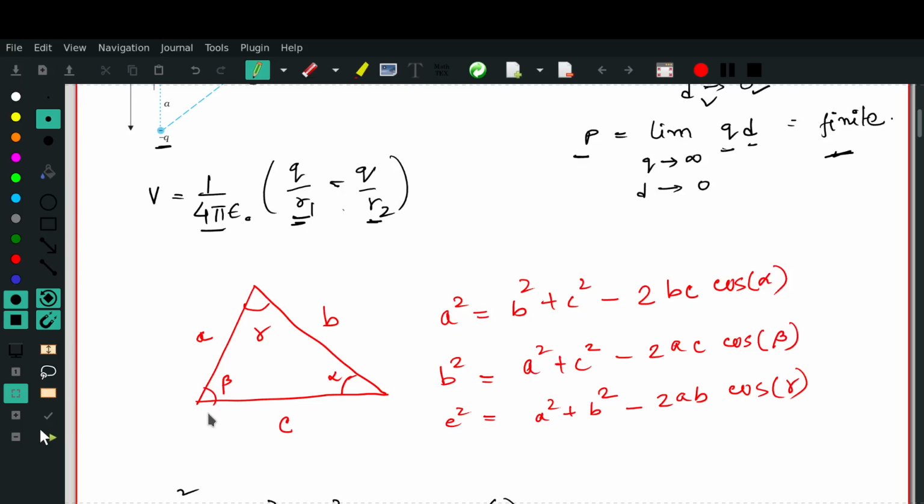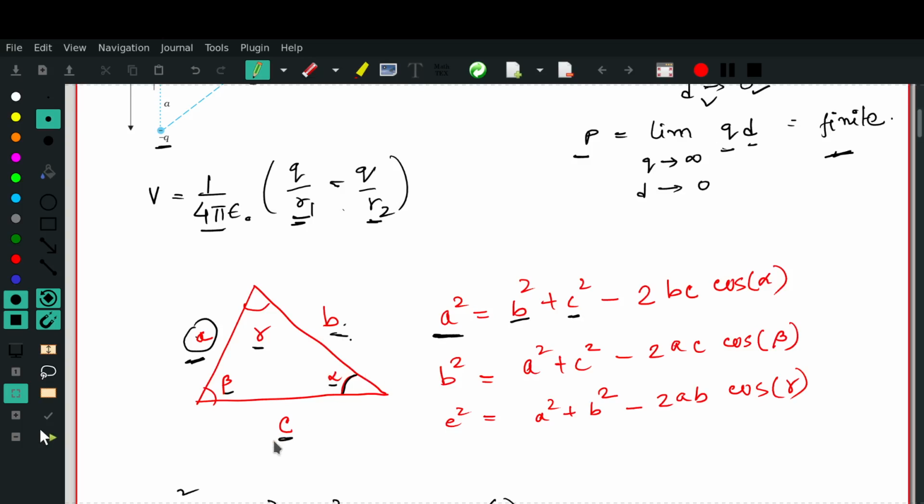If we have this kind of triangle where the sides are given by a, b and c, and the angles are given by these three Greek letters alpha, beta and gamma, let's say I am asking you to find the length of a given b, c and alpha. How to do that? The straightforward way, I think you all know from your maths class. a square is given by the sides adjacent to, opposite to a: we will just do b square plus c square.